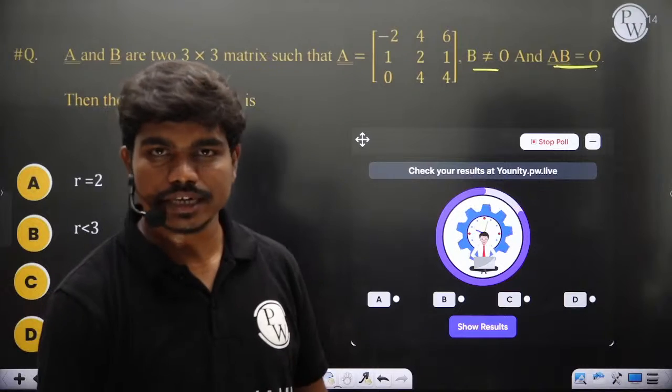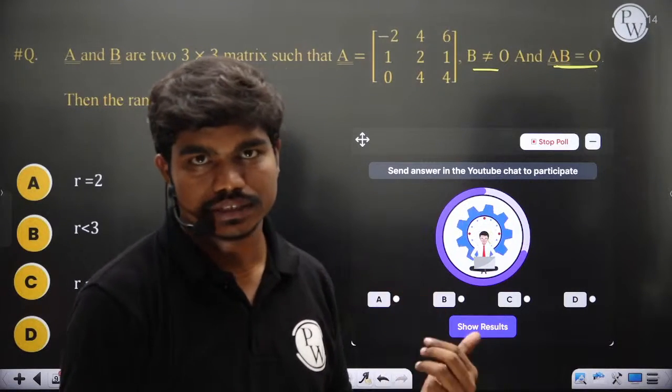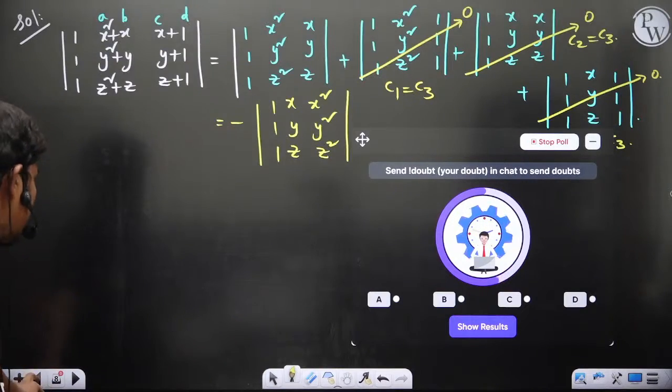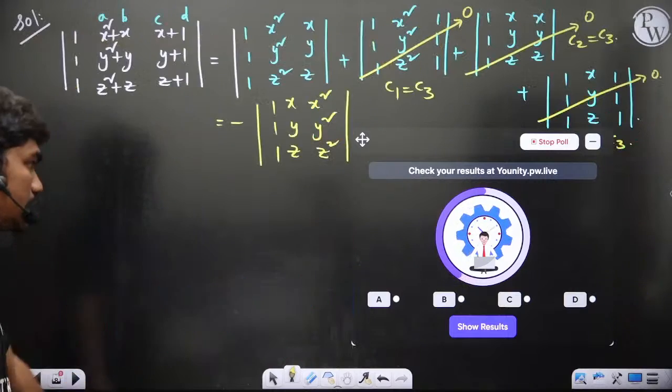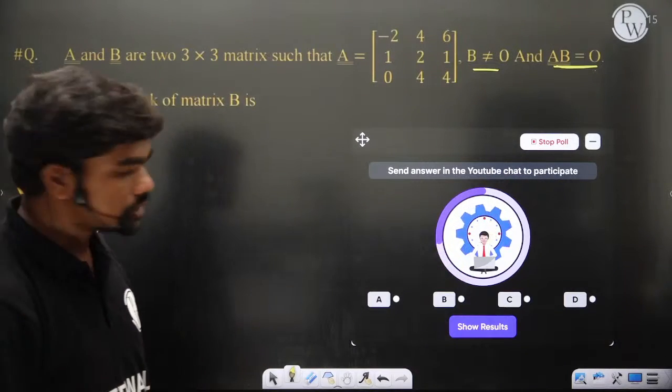You can expand the determinants and check. Because anyhow, C and D in this case you can easily identify. You just have to check between these two. That's it. You can just expand the determinants and check.